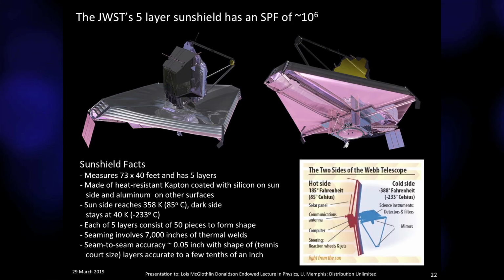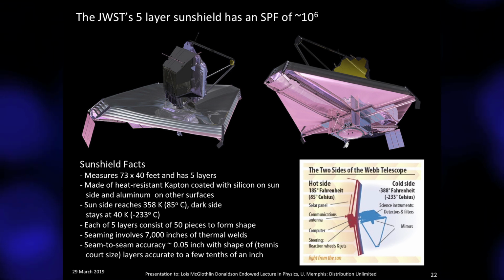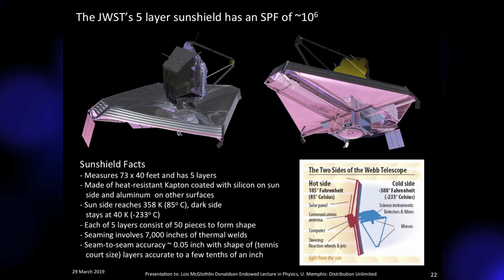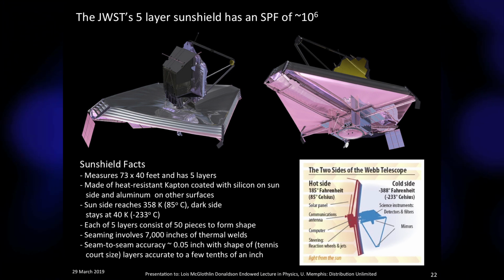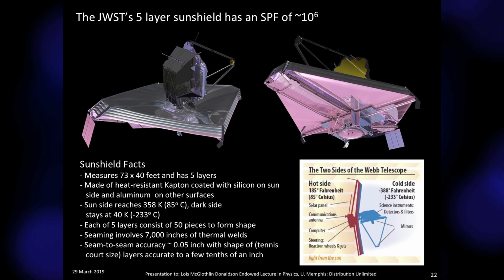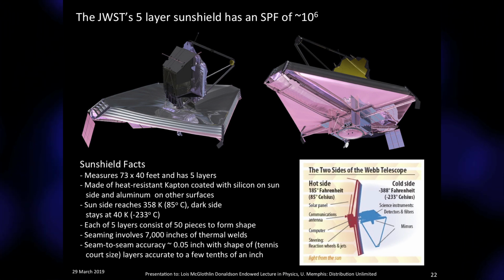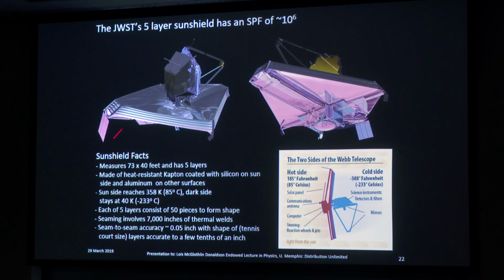Let's talk about that sunshade. This is one of the riskiest parts of the whole JWST mission. Its 5-layer sunshade has an SPF of 1,000,000. So if you had this on the beach, you would be very well protected. It's literally the size of a tennis court, 73 by 40 feet. It's made of a plastic material called Kapton that's thinner than a human hair.